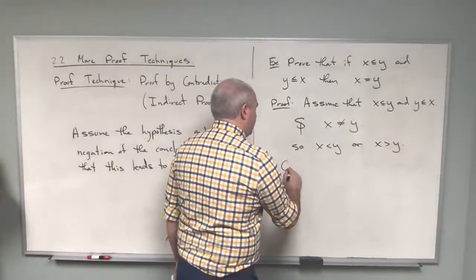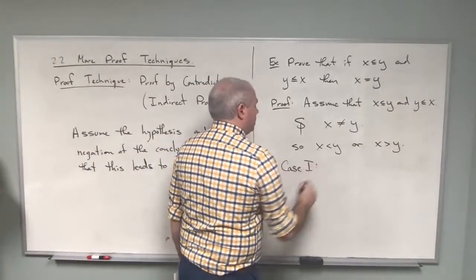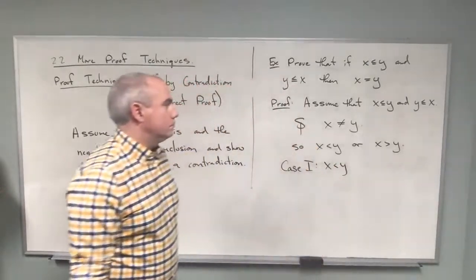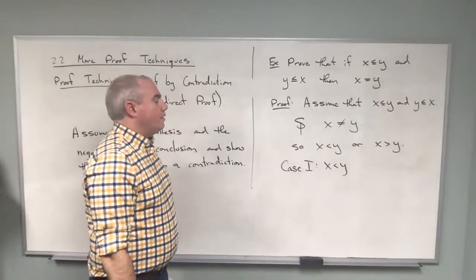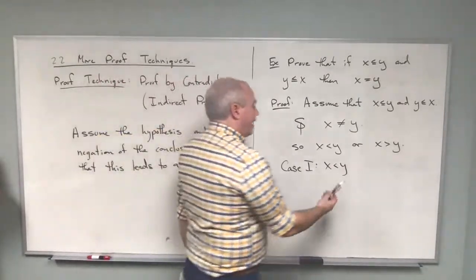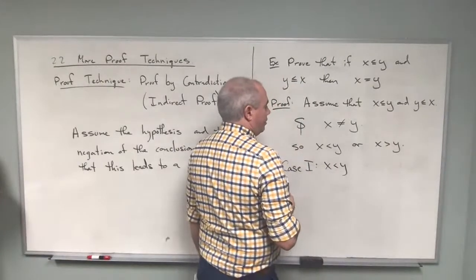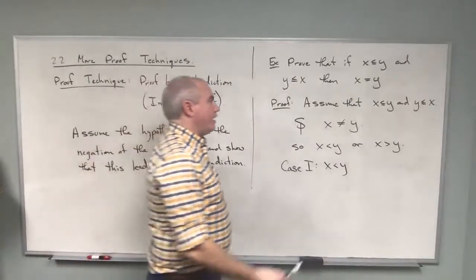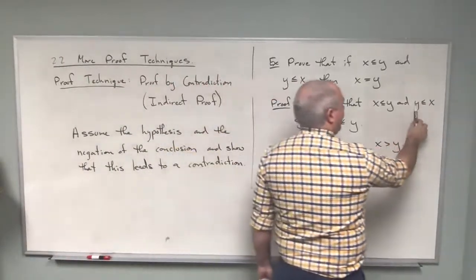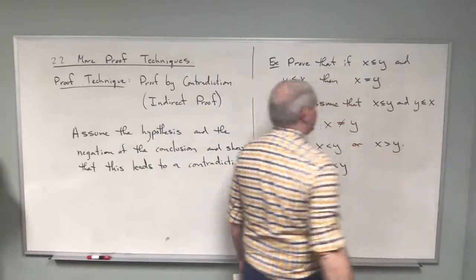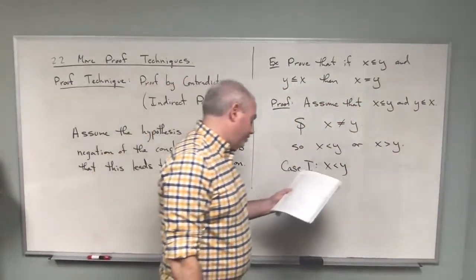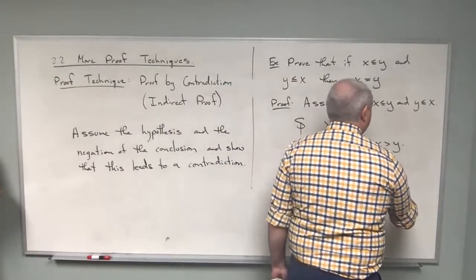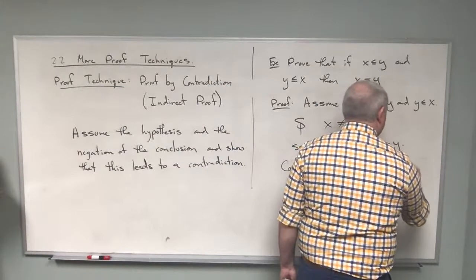So case one, let's just say that x is less than y. Okay, but if x is less than y, that's the exact negation of y being less than or equal to x. So if this one is true, then y being less than or equal to x is not true. So this is actually a contradiction. So I'll say this is a contradiction because y is less than or equal to x.